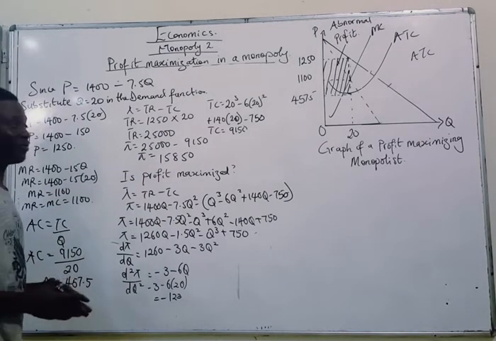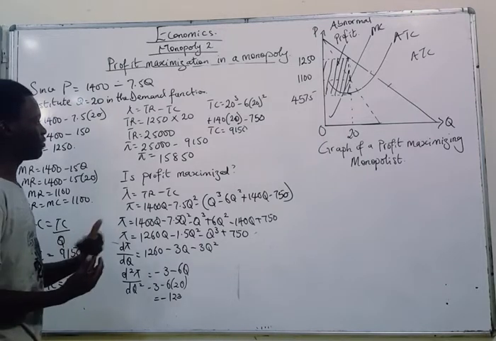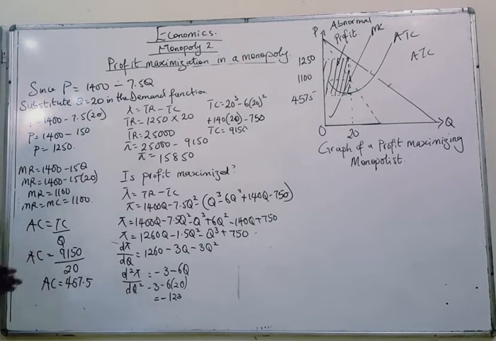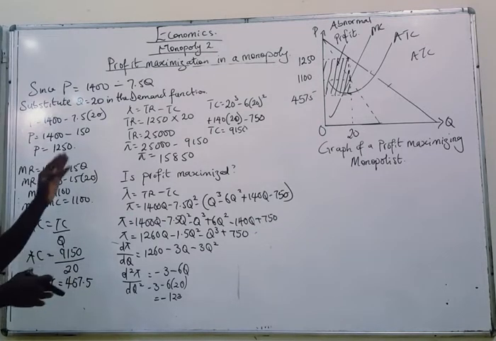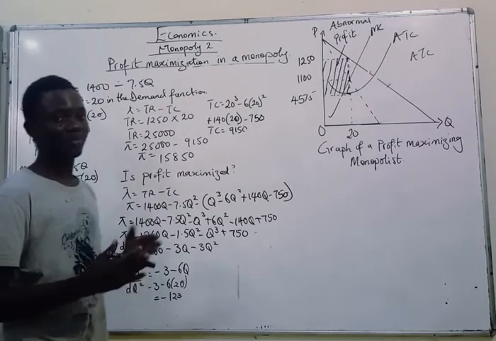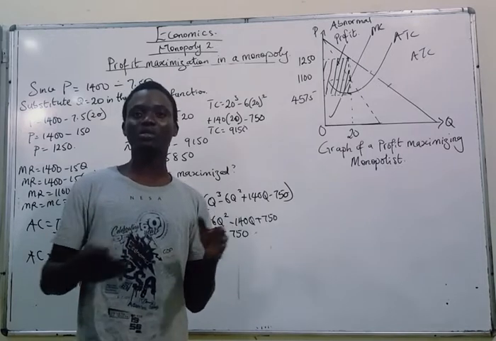It's a large profit. Okay, if we compare the total cost with the total revenue, the total revenue is almost 3 times the total cost. Now, is profit maximized at this point? Okay, so how do we know if profit is maximized? What we have to do is to get the profit function and differentiate it 2 times.